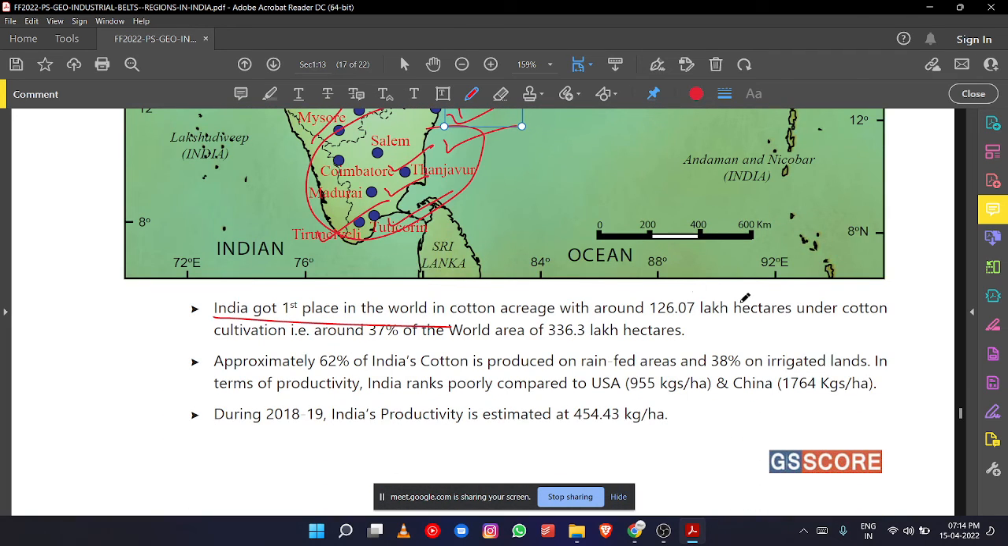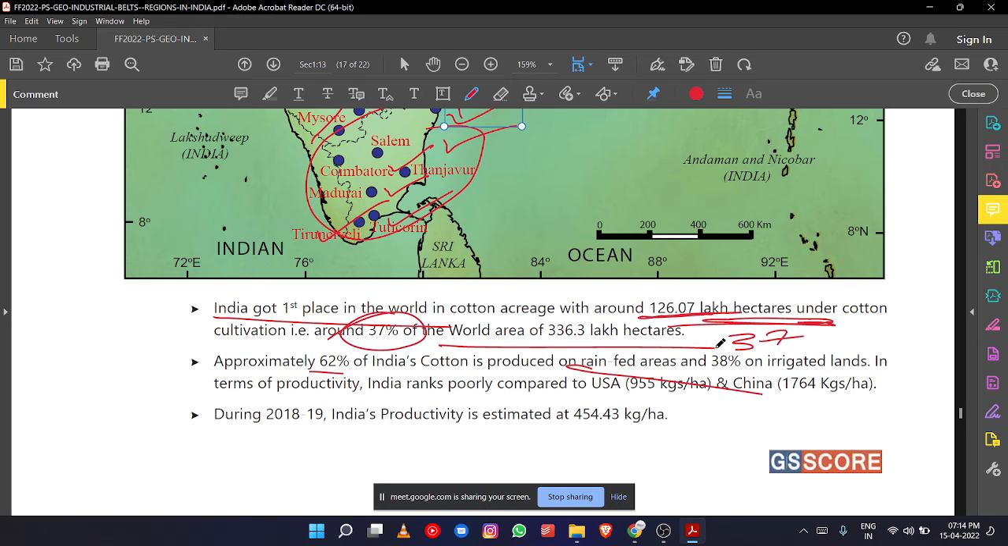India got first place in the world's cotton acreage. Acreage means the number of acres in which cotton is produced. It is around 126 lakh hectares under cotton cultivation, that is around 37% of the world's area. Approximately 62% of India's cotton is produced in rain-fed areas.